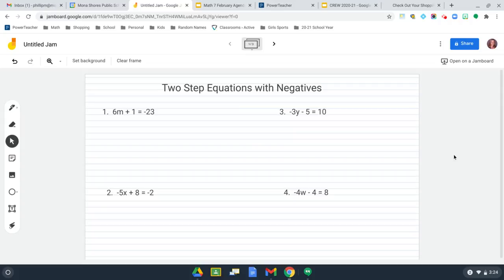Right, video number 2. So now we're going to take a look at two-step equations with negatives. Each example I go through with you, just like yesterday, is going to have some type of negative value within those two steps that we'll have to remember our integer rules for to help us solve. So let's take a look at number 1. On your line paper, we're going to write down 6m plus 1 equals negative 23.